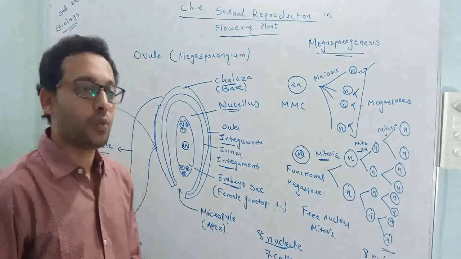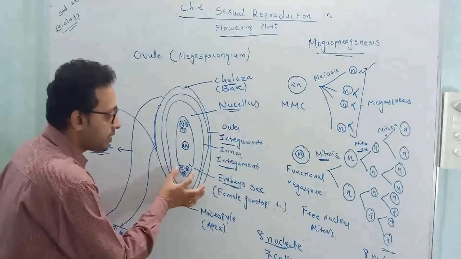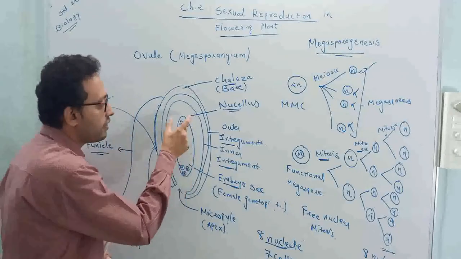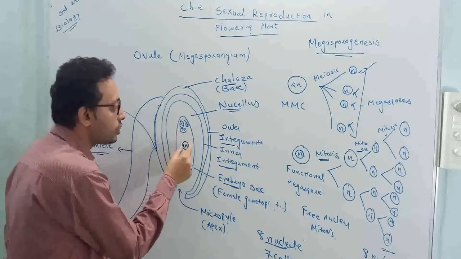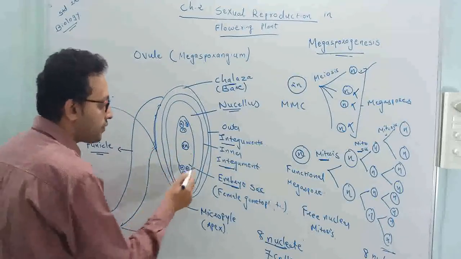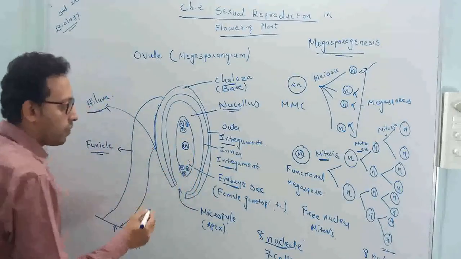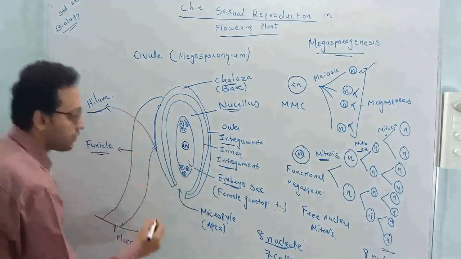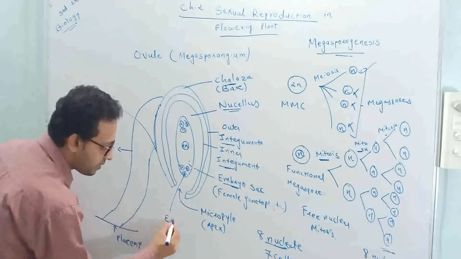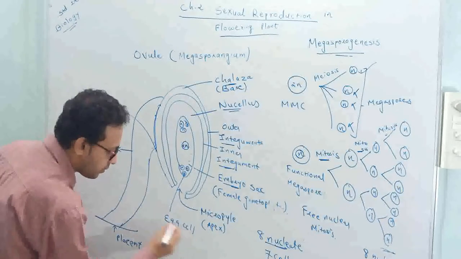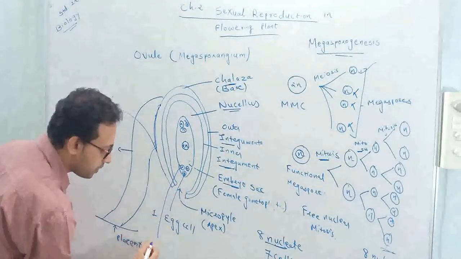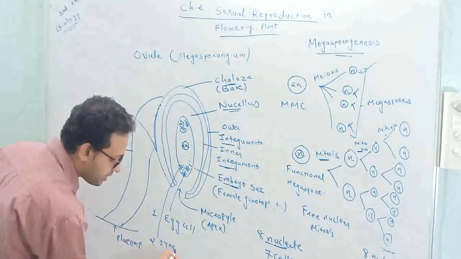Which 7 cells? What are their names? You know that 3 cells are at the micropylar end, 3 cells are at the chalazal end, and the 2 fused in the center. The 3 which are present at the micropylar end, what are they? From that, 1 is the egg cell. Remember, 1 egg cell. And these 2 are synergid cells.